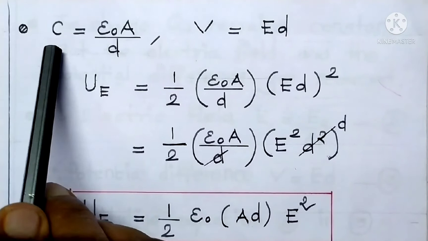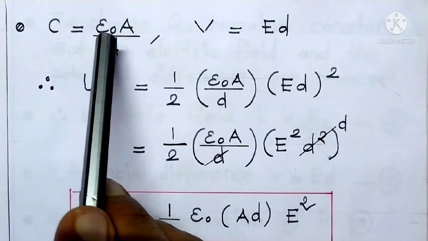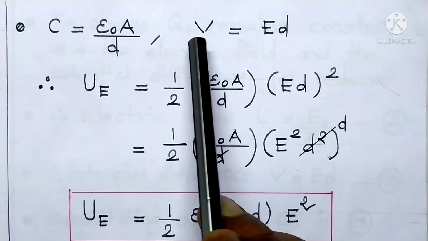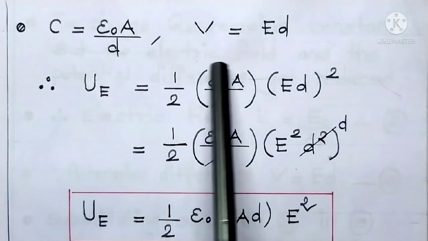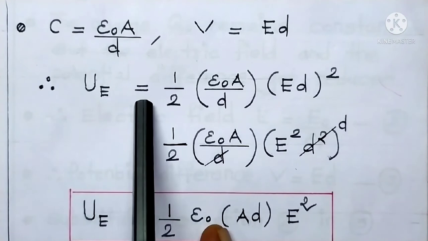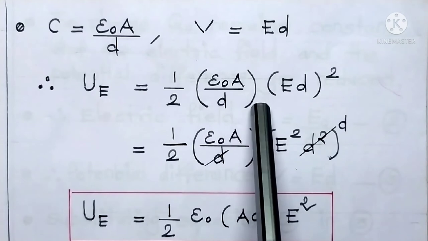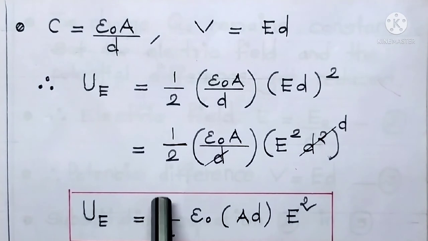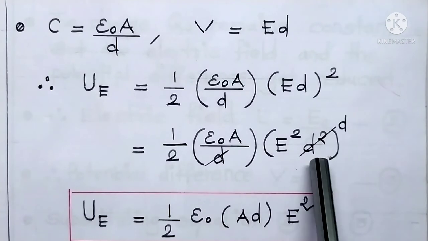Here comes another expression for capacitance, which is capital C is equal to epsilon naught A by D. Again, we have got an expression for potential difference V also, that is V is equal to E into D. So now we are going to substitute these two values in the previous expression. Therefore, UE is equal to half C. In the place of C, I have substituted epsilon naught A by D into V squared. In the place of V, I have substituted ED. So ED squared.